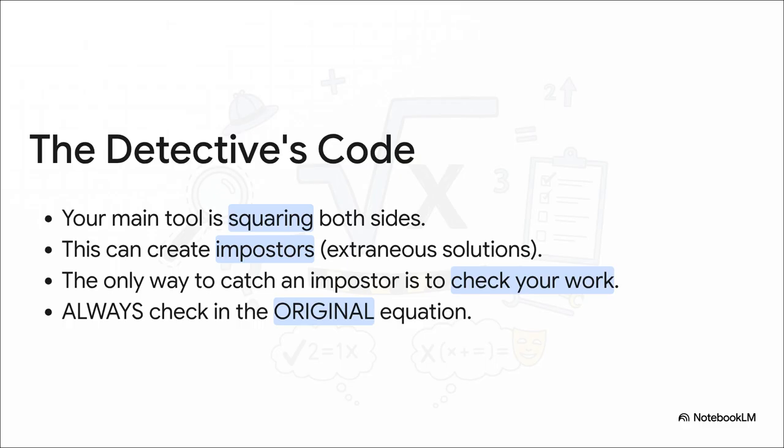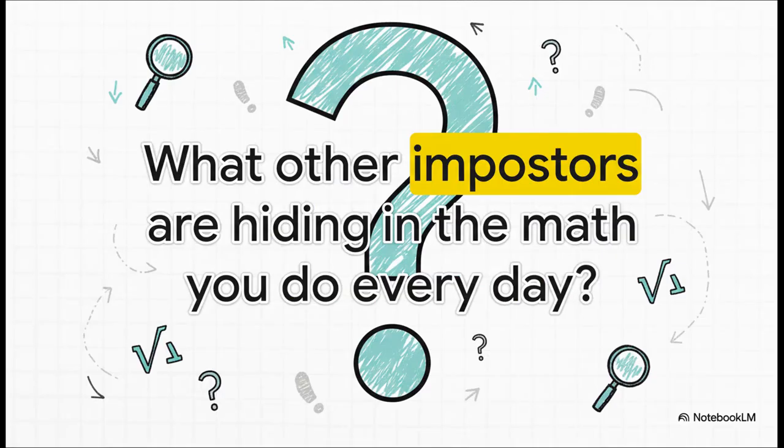Always, always, always check every single solution in the original equation. It's not optional. It's the last, most important step of any investigation. And that kind of brings us to a final, bigger thought, right? We've just seen how a basic operation like squaring can literally create answers out of thin air that look right but are totally wrong.